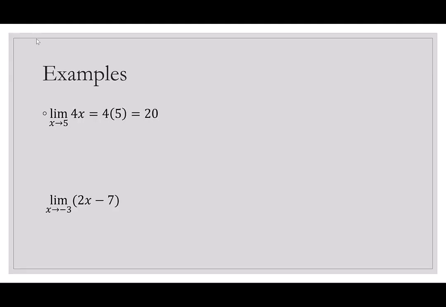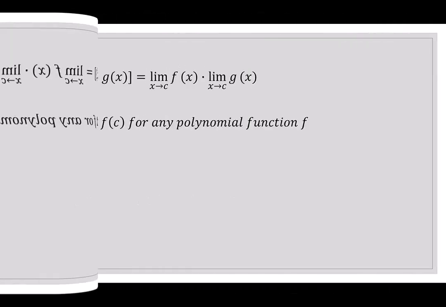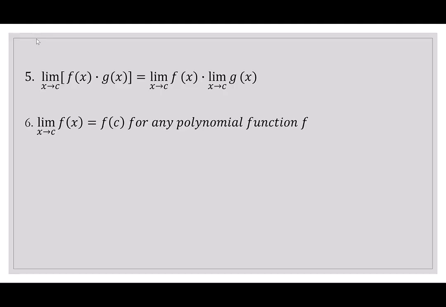If I have the limit as x goes to -3 of 2x minus 7, I'm going to do 2 times -3 minus 7. That gives me -13. Again, we're just plugging values in, and you probably think this is the same thing as just evaluating functions. You're not wrong. If it says multiplication, I have the limit as x goes to c of f of x times g of x. I can do the limit of f of x times the limit of g of x.